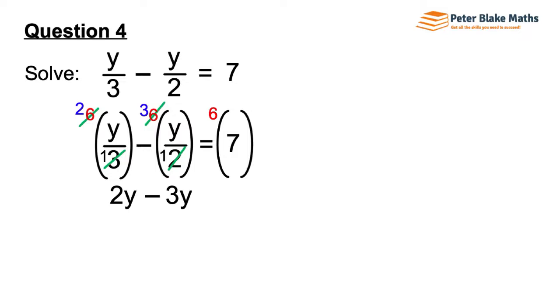Now on the right-hand side, there's no fraction as such. There's nothing on the bottom there, or there's a 1 really, invisible. But that means we can just go 6 times 7 makes 42 on the right-hand side. There's no cancelling down needed in that bit.